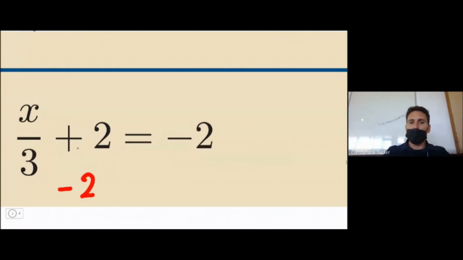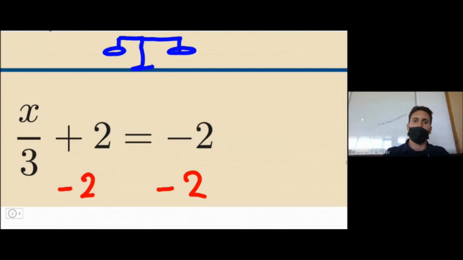But when I do it on one side, I have to do it to the other side. Because remember, we have a bit of a scale, right? Imagine this is the scale. I'm very bad at drawing, so do not laugh at me. Don't mock me. So there's a plate on the left, plate on the right, that sort of thing. So yes, this is a scale.